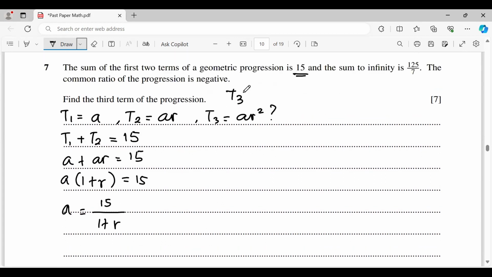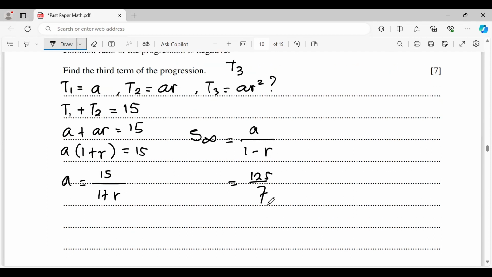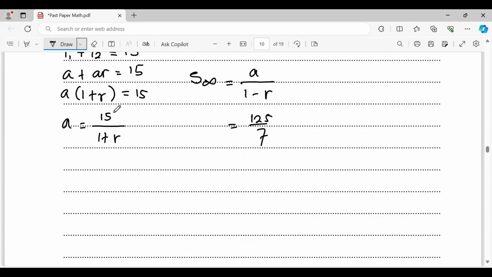And based on this information, the sum to infinity is 125/7. So S infinity equals A over 1 minus R. So it is 125/7.